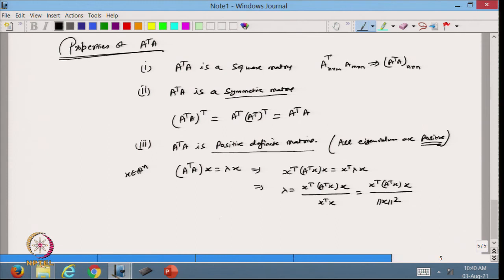Now from here I can write this lambda again as, if I take the transpose, it will be x transpose A transpose, and then A x. So I can write this as the norm of A x squared.